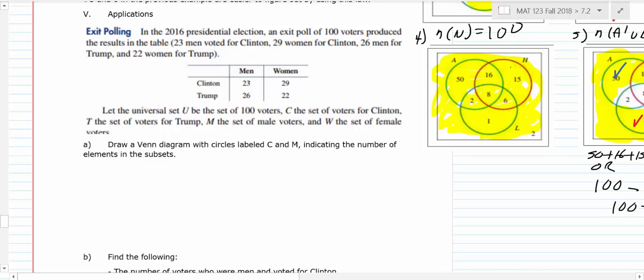So this just means that out of all of the people that they interviewed, 23 of the men voted for Clinton, and 26 of the men voted for Trump. And on this, the women, 29 of the women voted for Clinton, 22 for Trump. You can't vote for both at the same time. Okay? Because if we did, that'd screw everything up.